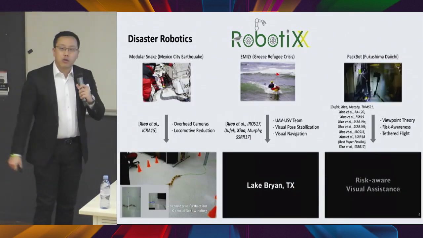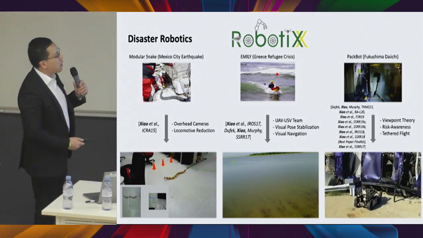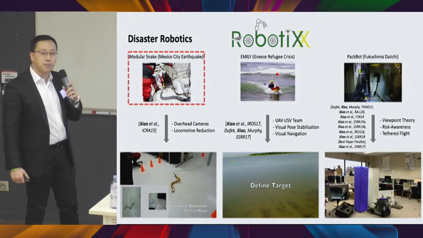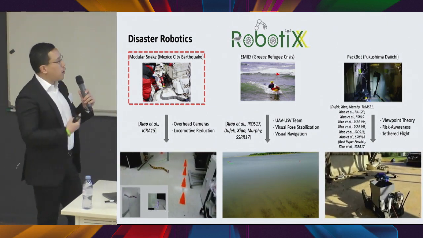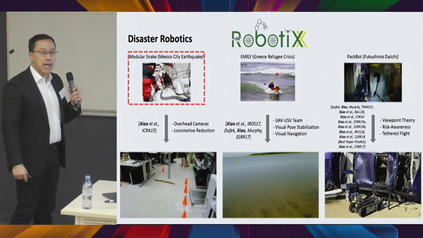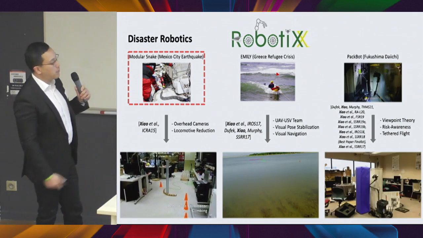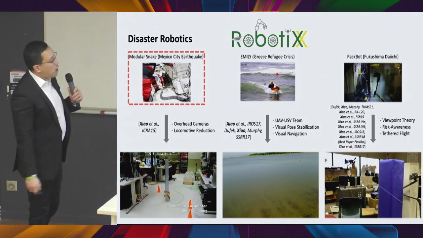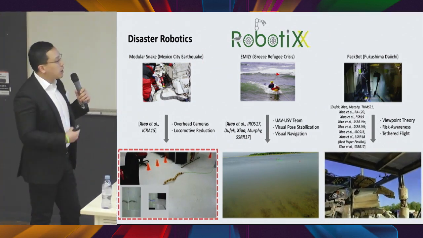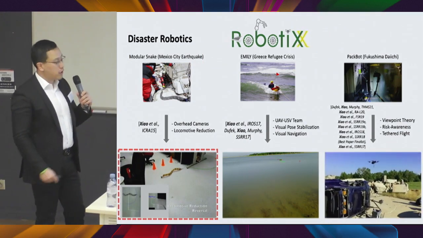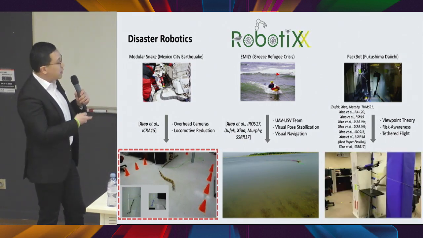We are a very hardcore robotics group and have been working on disaster robotics for a few years. For example, on the upper left, you see this modular snake robot being deployed in the Mexico City earthquake. Highly skilled roboticists, experts, and local responders from Mexico City have to together drive this hyper-redundant snake robot into those collapsed buildings to search for victims. One of our previous works utilizes an overhead security camera to autonomously navigate this hyper-redundant snake robot, just like a differential drive car, using a locomotive reduction technique.